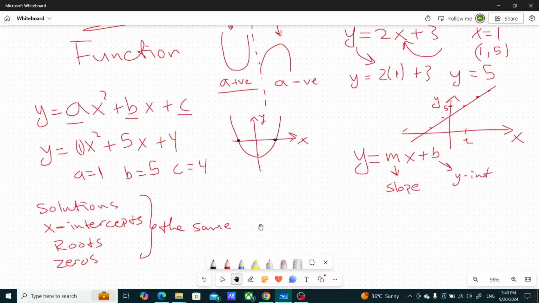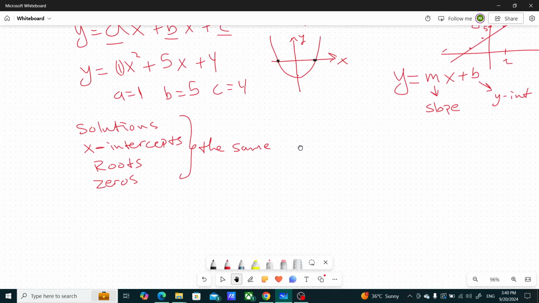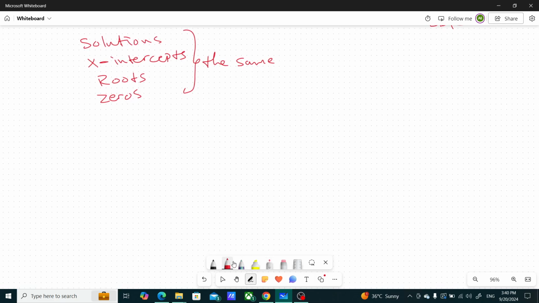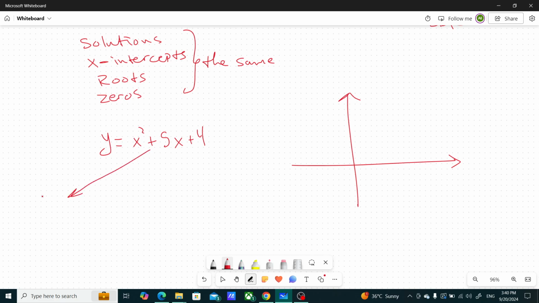Okay, how do we find the x-intercepts? This is the most important thing about quadratics. Let's rewrite our function: y equals x squared plus 5x plus 4. I know it's going to open upwards and I want to know how to solve this. Solving means finding the x-intercept. I have multiple ways to solve. The first way is factorization. The second way is the quadratic formula. There is a third way, but we will not look into it today.